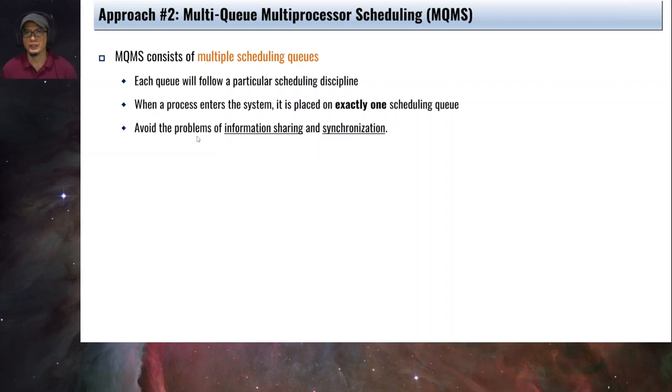The second approach is multi-queue multiprocessor scheduling. The variation is to simply have multiple queues, and for each CPU core, we have a separate ready queue or run queue. Each queue will follow a particular scheduling discipline. When a process enters the system, it is placed on exactly one scheduling queue, and this avoids the problem of information sharing and synchronization.